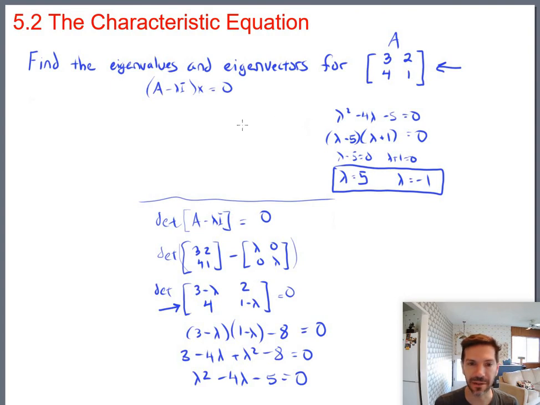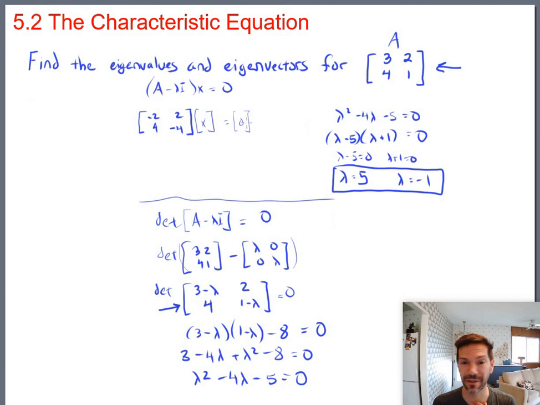So now let's start with 5, I guess. So A minus 5I means I'm going to subtract 5 from the main diagonal here. So it's 3 minus 5, so negative 2, 2, 4, and 1 minus 5, negative 4, times the eigenvector equals the 0 vector.